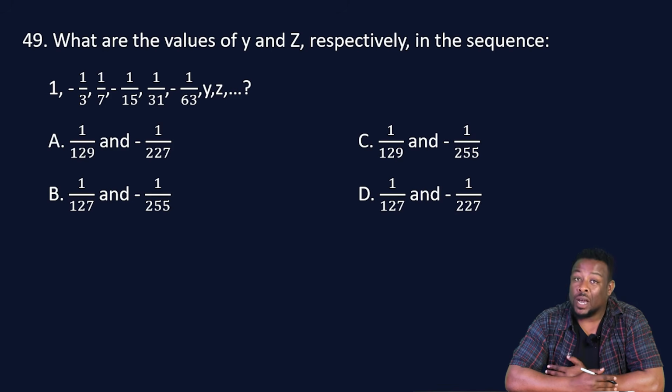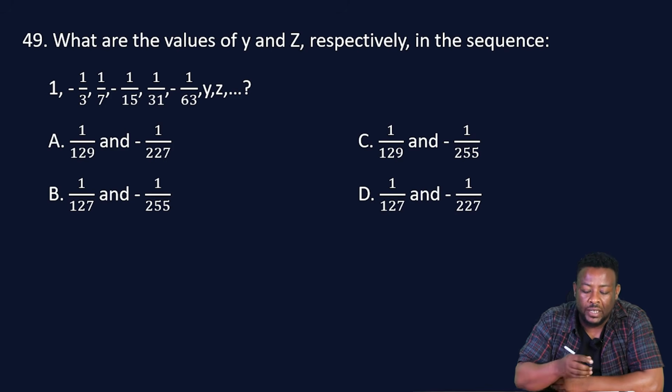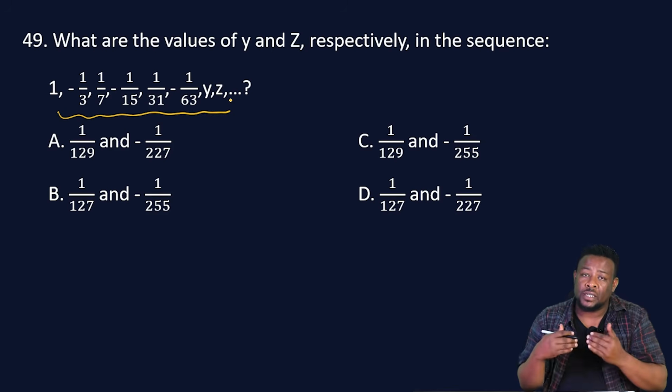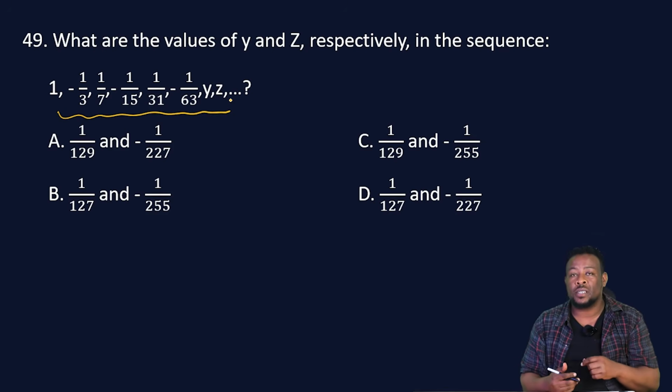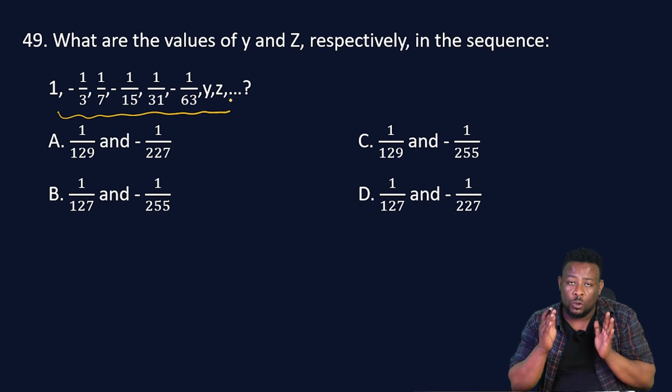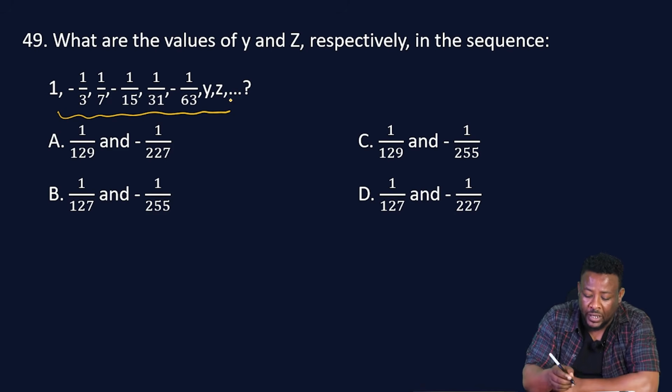Okay, ወደ 49ኛው ጥያቄ ጋር ስንመጣ what are the values of y and z respectively in the sequence given here? Okay, እዚህ ጋር የሆነ sequence ተሰጥቶናል. እዚህ sequence ውስጥ የy እና የz value እነማን ናቸው የሚል ጥያቄ ነው. The first thing we need to observe the sequence properly.